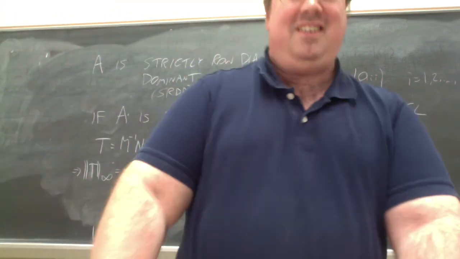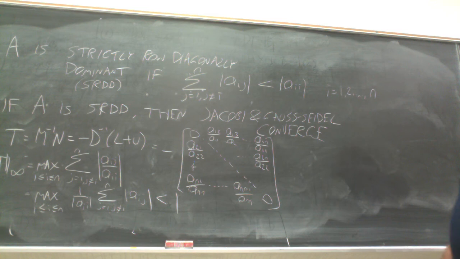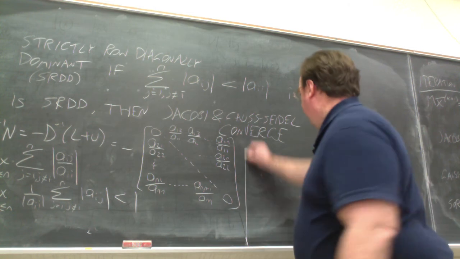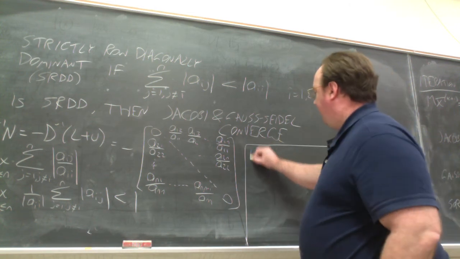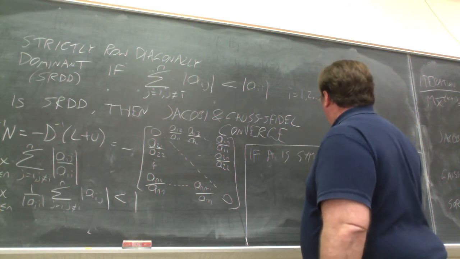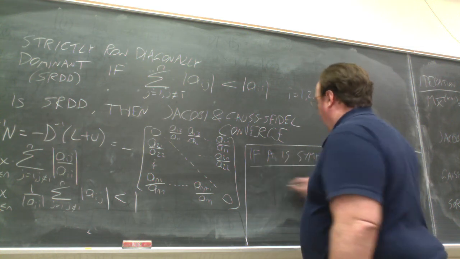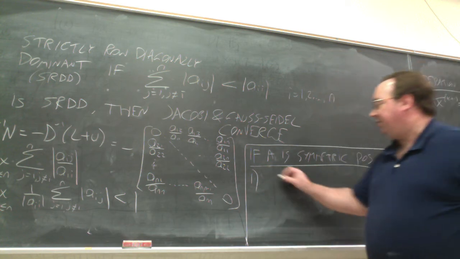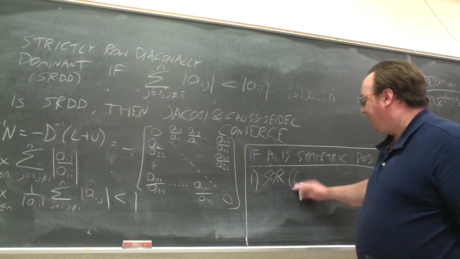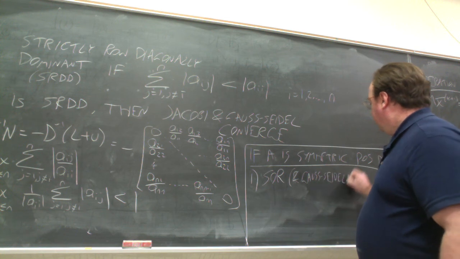Okay. All right. Now, one other class of matrices that I can say something about is symmetric positive definite. So if A is symmetric positive definite, I can make these claims. Number one, that SOR, and therefore Gauss-Seidel also, is guaranteed to converge.